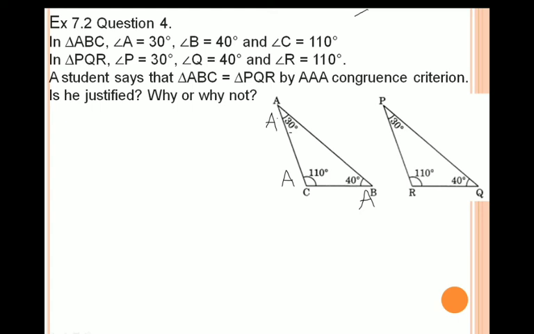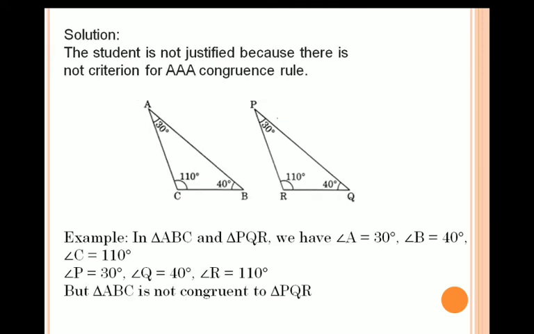We have already studied the SSS rule, ASA rule, SAS rule and RHS rule. We have not studied the AAA congruence criterion. So the student is not justified because there is no criterion for the AAA congruence rule. So triangle ABC is not necessarily congruent to triangle PQR. Okay students, do you get this?